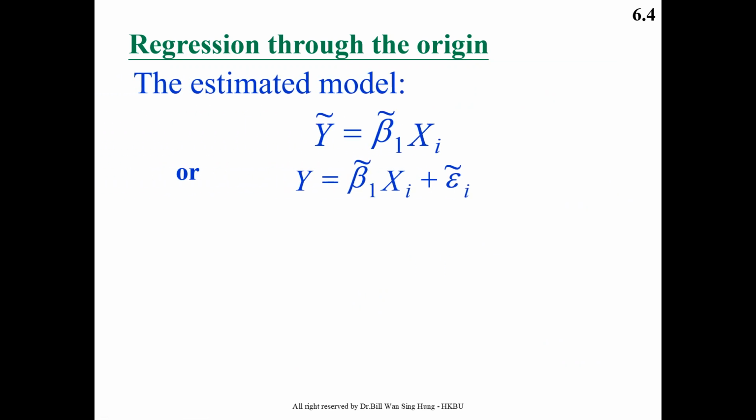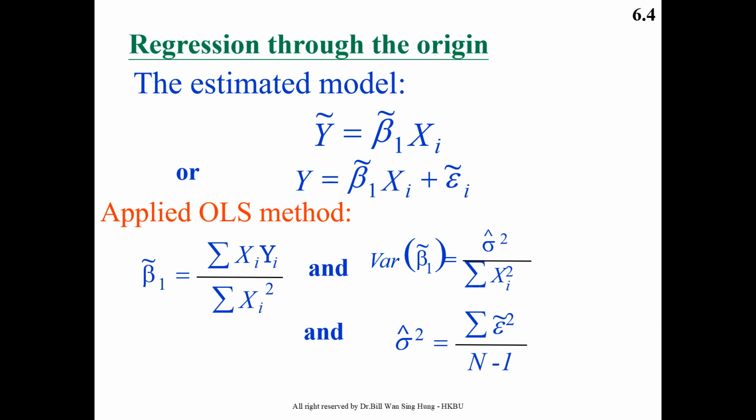And then the estimated model would be y tilde is equal to beta 1 tilde x i, or y is equal to beta 1 tilde x i plus epsilon tilde i. If we apply OLS to this, then beta 1 tilde will be equal to summation capital X i Y i divided by summation capital X i square, and the variance of beta 1 tilde will be equal to sigma square hat divided by summation X i square, and sigma square hat is equal to summation epsilon i square divided by n minus 1.